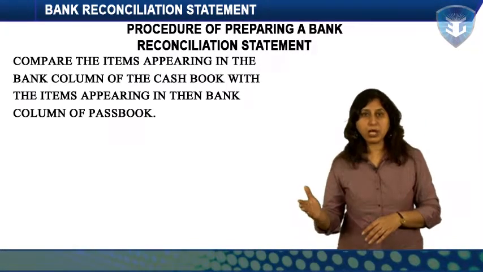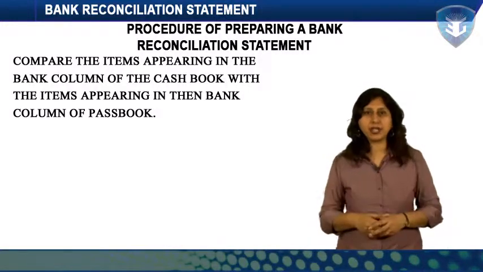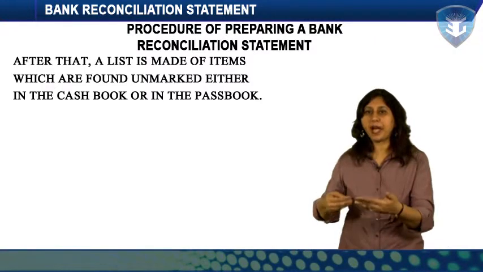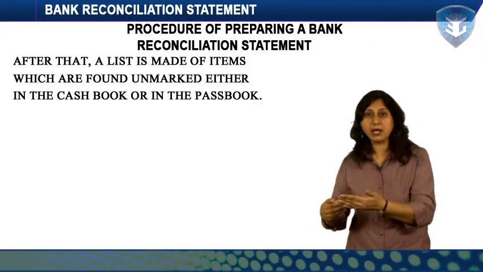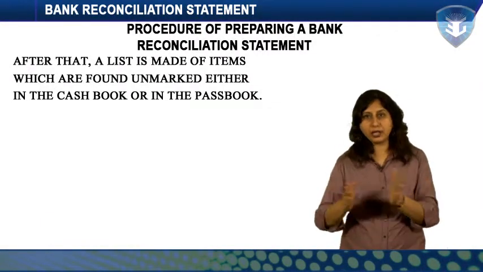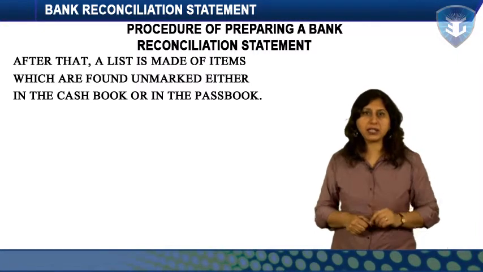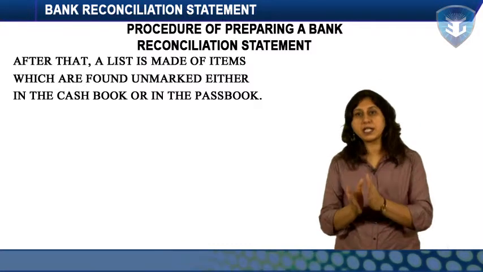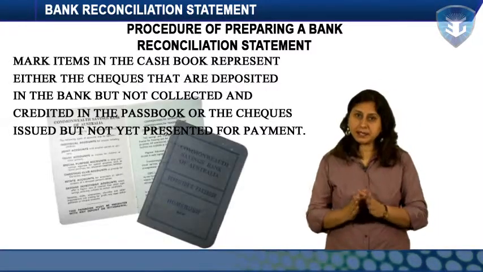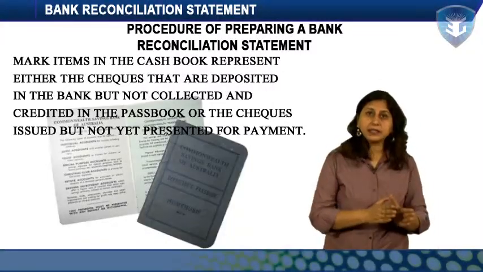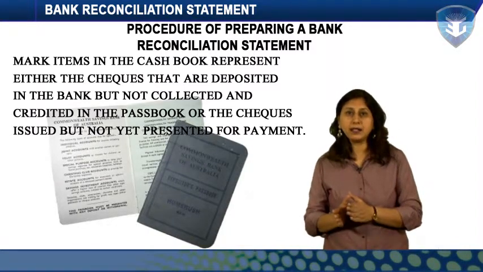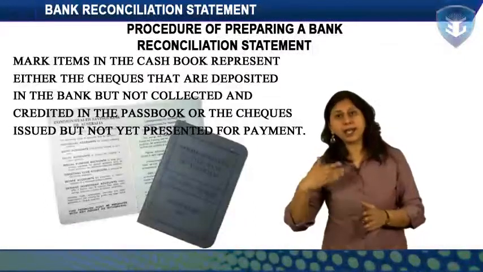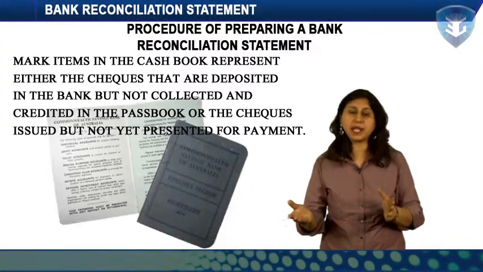Items in the passbook are marked with the entries in the cash book. After that, a list is made of items which are found unmarked either in the cash book or in the passbook. The unmarked entries in the cash book or passbook indicate the reason for disagreement. Marked items in the cash book represent either the checks that are deposited in the bank but not collected and credited in the passbook, or the checks issued but not yet presented for payment.